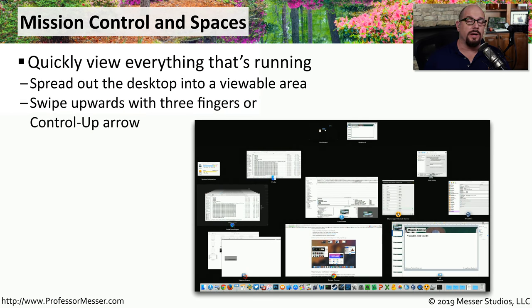If you're like me, you run a lot of applications at the same time on your desktop. In macOS, one way that you could view all of these applications is using Mission Control. This is a way to quickly view everything that happens to be running. It creates a single view that spreads all of the applications so that you can see all of them at the same time. To start Mission Control from your desktop, you would swipe upward with three fingers or hold down the Control key and press the up arrow.